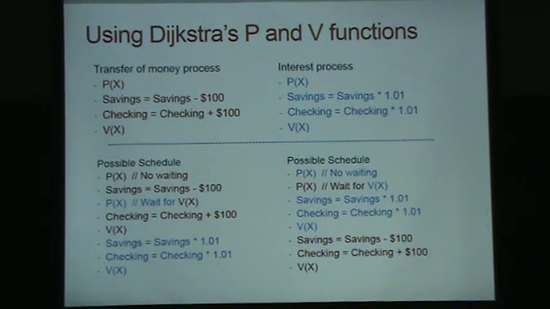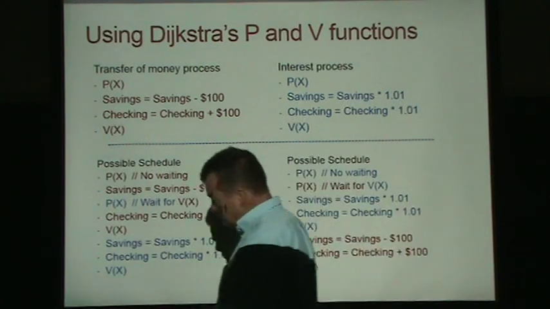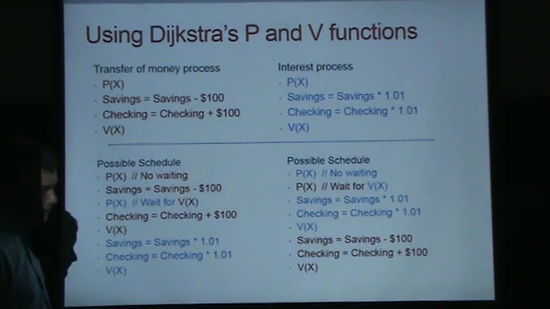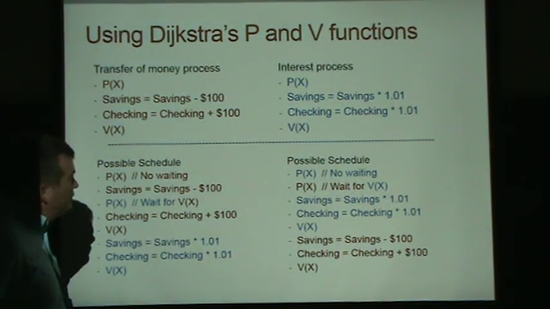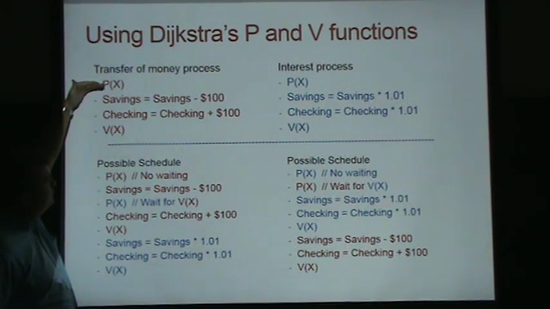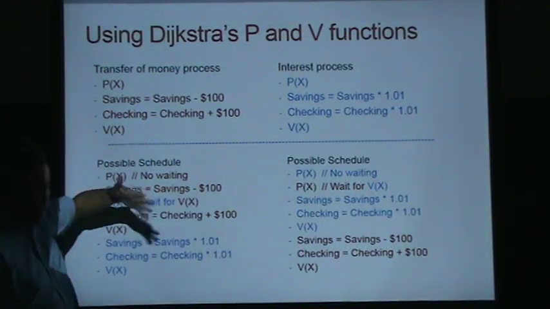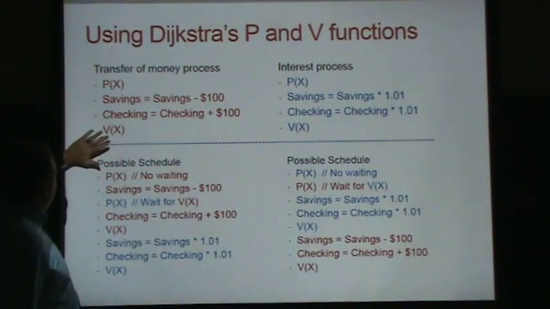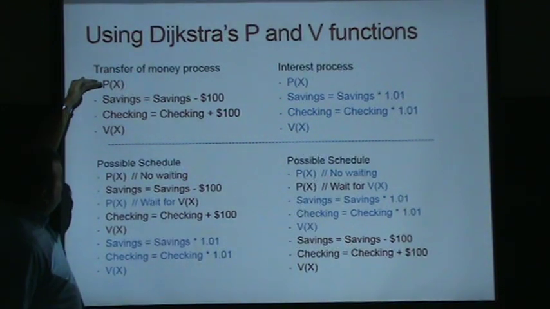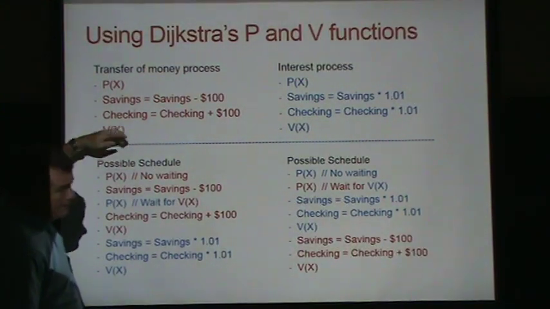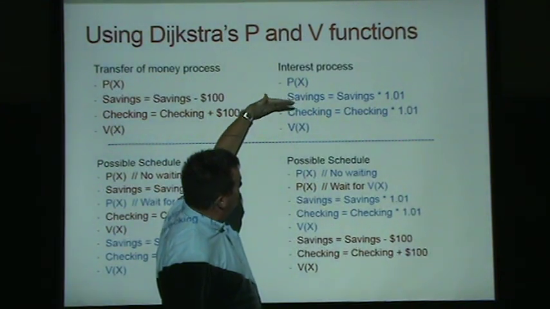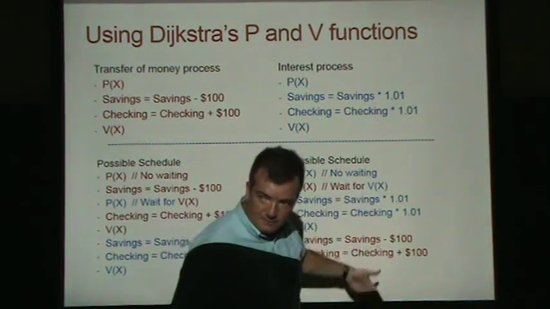Okay, so now using this, we can make our lives a little bit easier. These are very easy functions to use. You just put the P function before your critical section starts and your V function after it, and you just count on the operating system to handle everything. So now what we could do is say P of X, and then we would do our checking and saving stuff, and then say V of X. And then we'd say P of X, do our checking and saving stuff, and then say V of X.